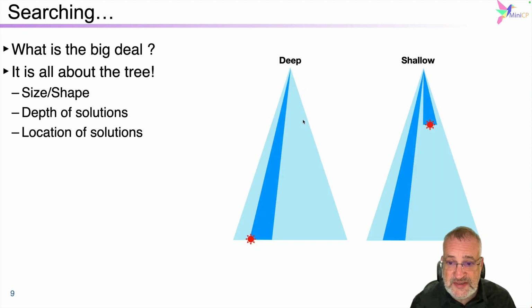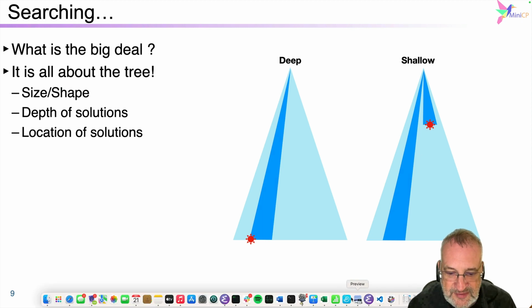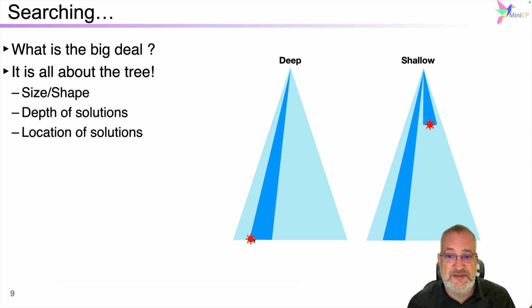Now, the second thing is that you might find out that solutions are very deep in your tree or very shallow in your tree. And of course, if you want to find a solution quickly, you'd like to stumble on this solution first. So this tiny little tree that's shallow should be to the left of the deep tree, so that you hit this solution much more quickly than the other one that's very deep in the entire structure.